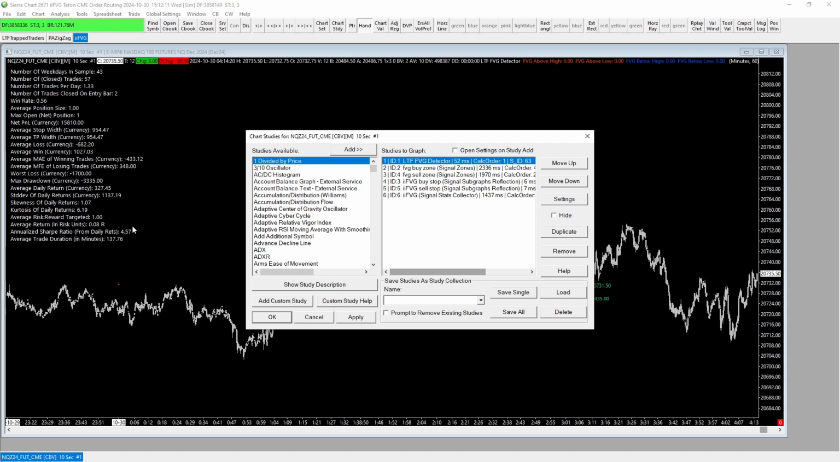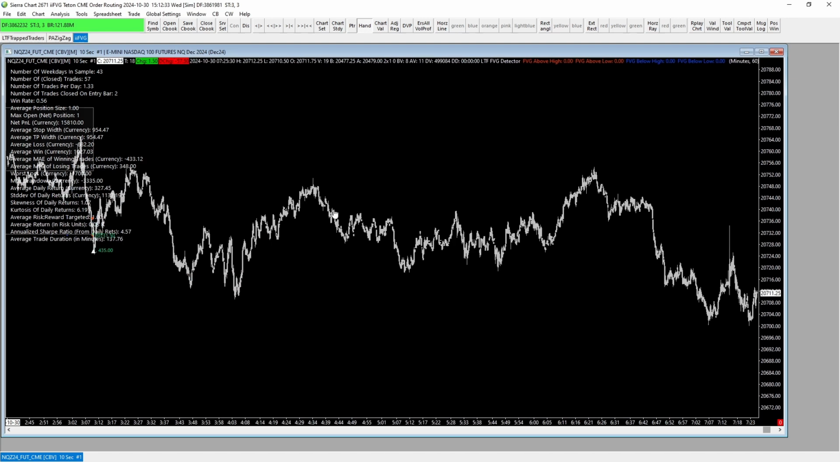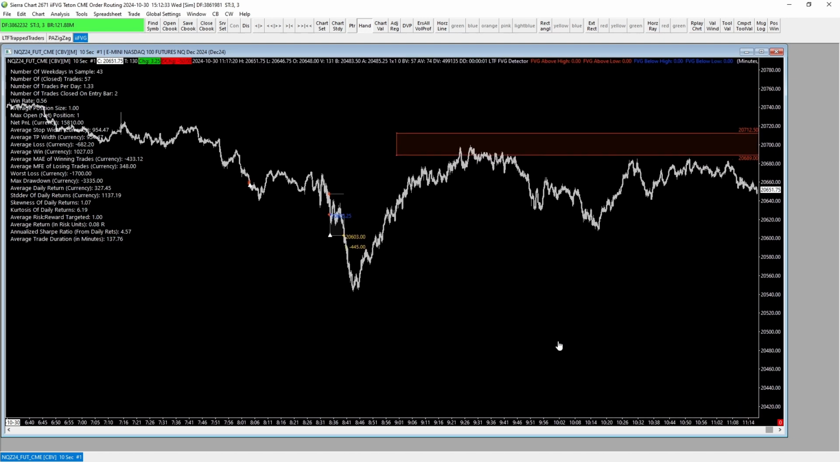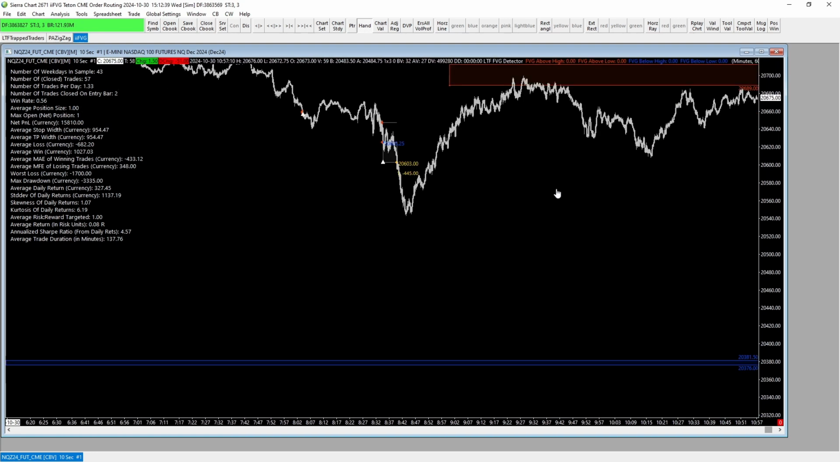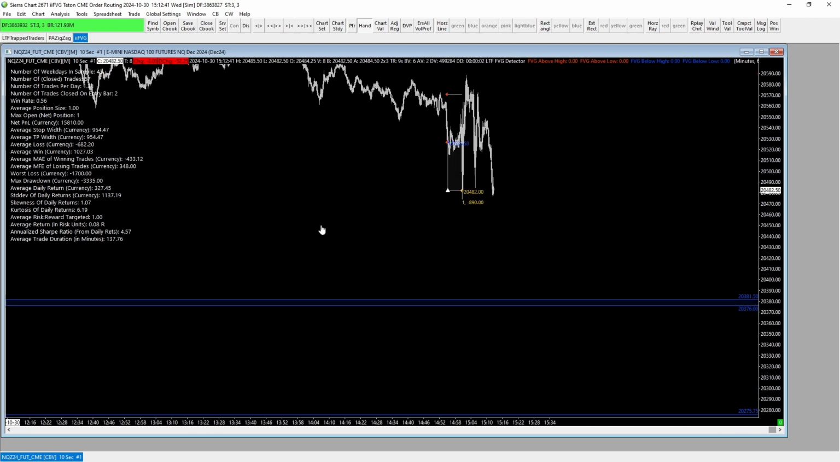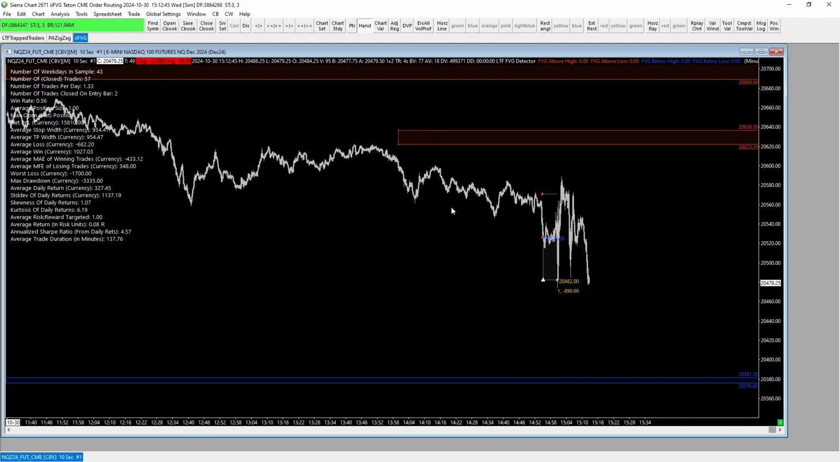And I wouldn't put too much stock in this Sharpe ratio. This is a small number of trades on a small number of weekdays. But this was for purposes of illustrating what these studies can do. I have here buy zones and sell zones set up for our FVG signals. So you can see them on ones that have not been clipped here. Here's a 1 hour fair value gap down that has not been clipped. And there's another one.